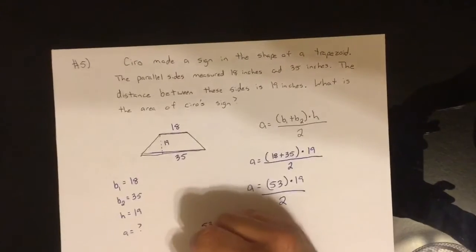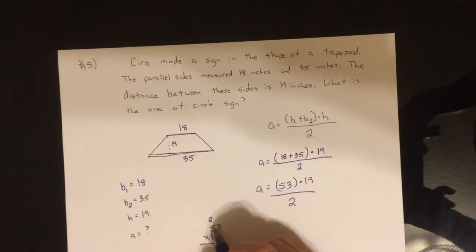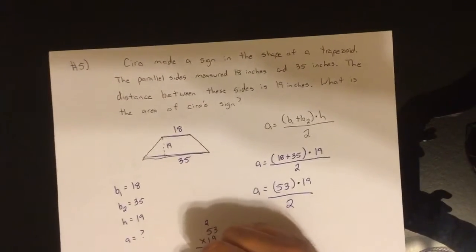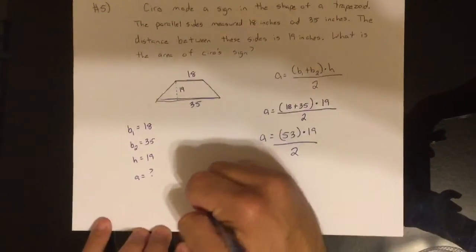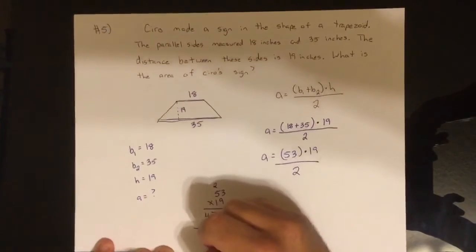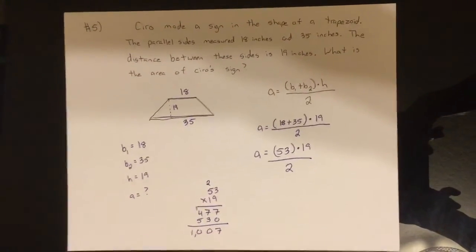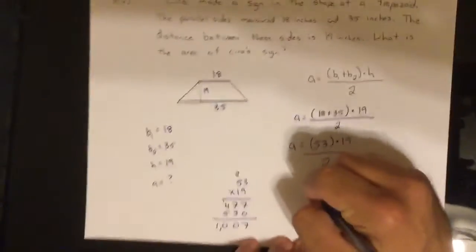9 times 3 is 27. 9 times 5 is 45, plus 2 is 47. Second row, add a 0. 1 times 3, 1 times 5. Add straight down. You get 1,007. But I'm not done yet because I have to divide it by 2.